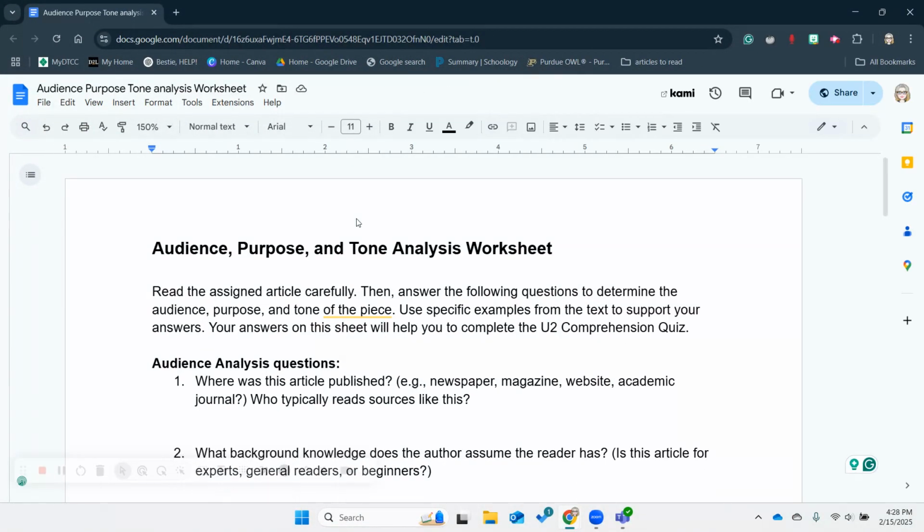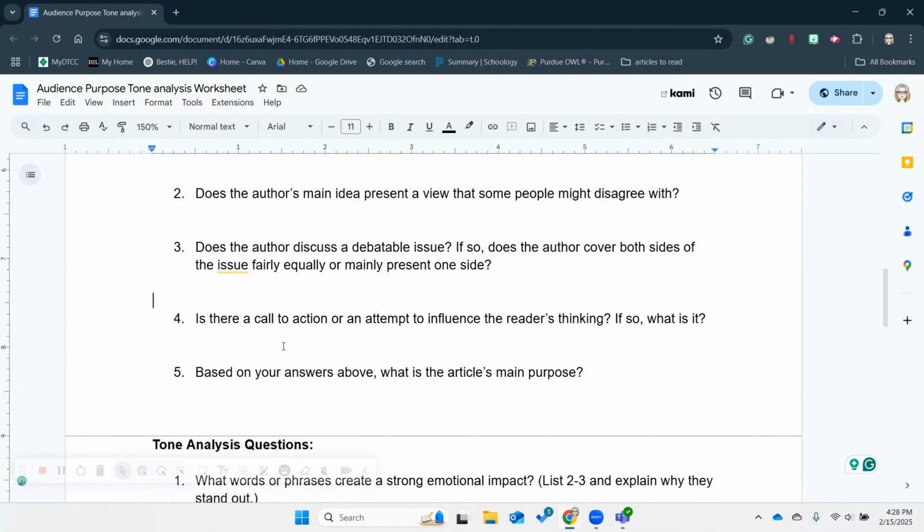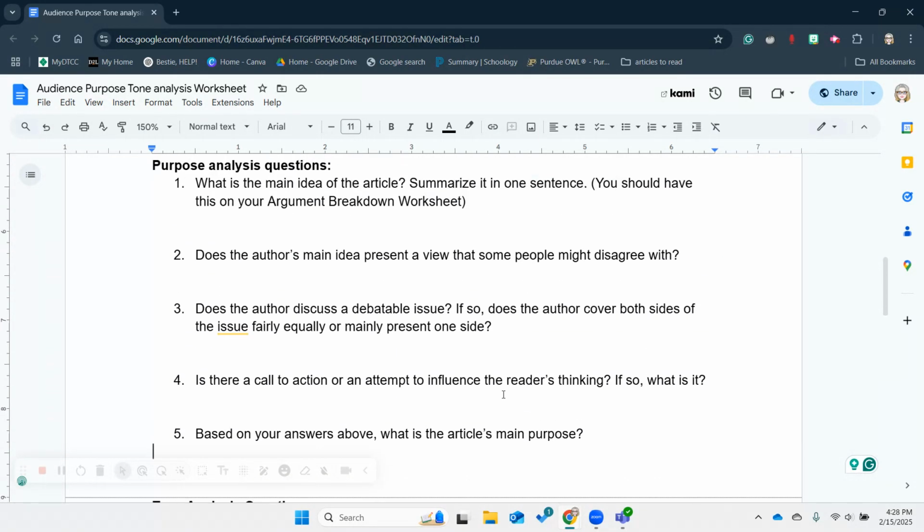Again, as I showed you in the last lesson, we have some purpose analysis questions. So looking at the main idea, does the author present a view that some people might disagree with? Is it a debatable issue? Is there some call to action, something that the author thinks should be done? And based on your answers above, what's the author's main purpose? Okay.